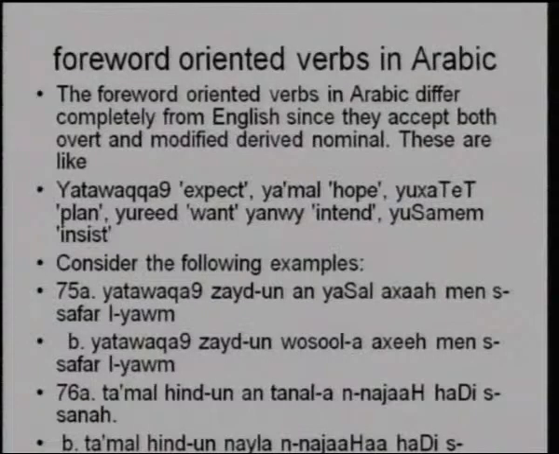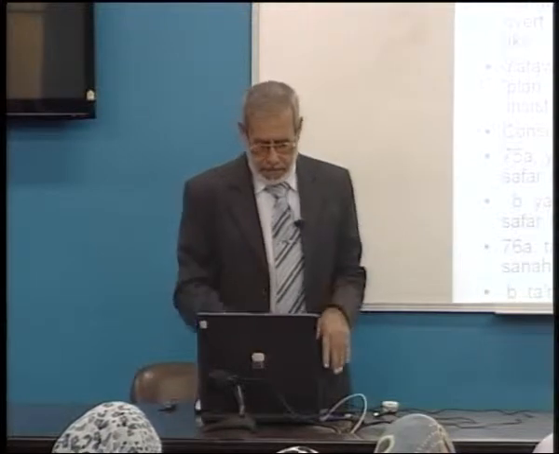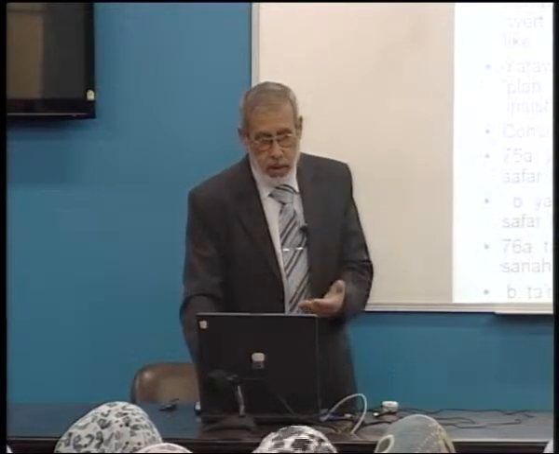So, يتوقع زيد أن يصل أخوه من السفر اليوم. يتوقع زيد وصول أخيه من السفر اليوم. So they have both. يعني the forward-oriented verbs accept both overt and covert derived nominal. However, in English, once you translate, you only have infinitive. Okay? So we have here a point of dissimilarity between Arabic and English.